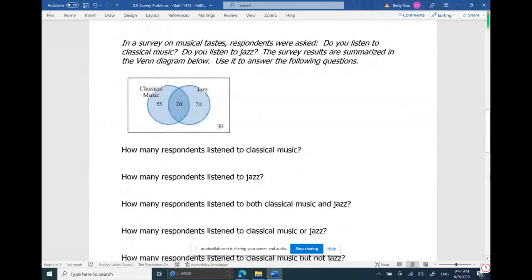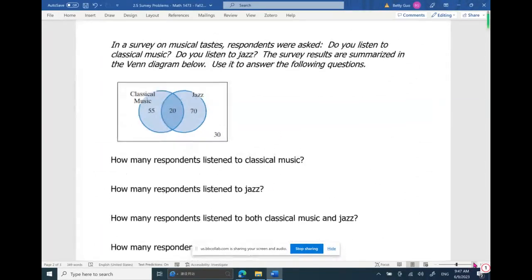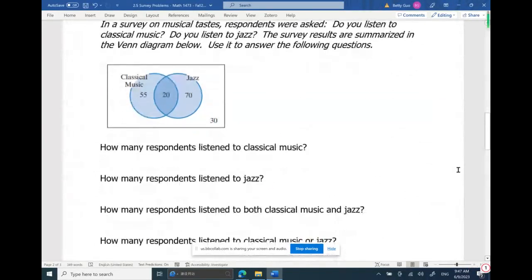Next question. In a survey on musical tastes, respondents were asked, do you listen to classical or jazz? The survey results are summarized in the Venn diagram below. Use it to answer the following questions. The Venn diagram is already given, okay? As you can see, the universal set contains all the subjects or respondents.